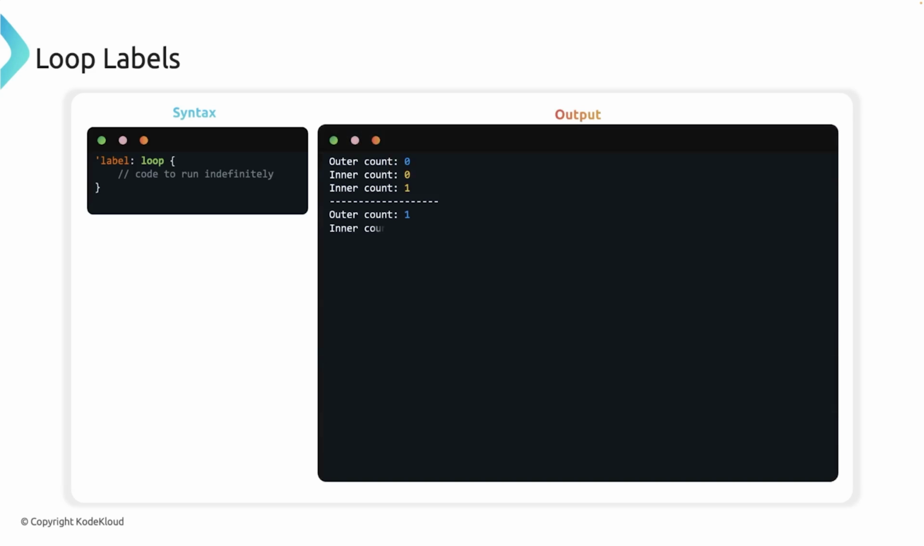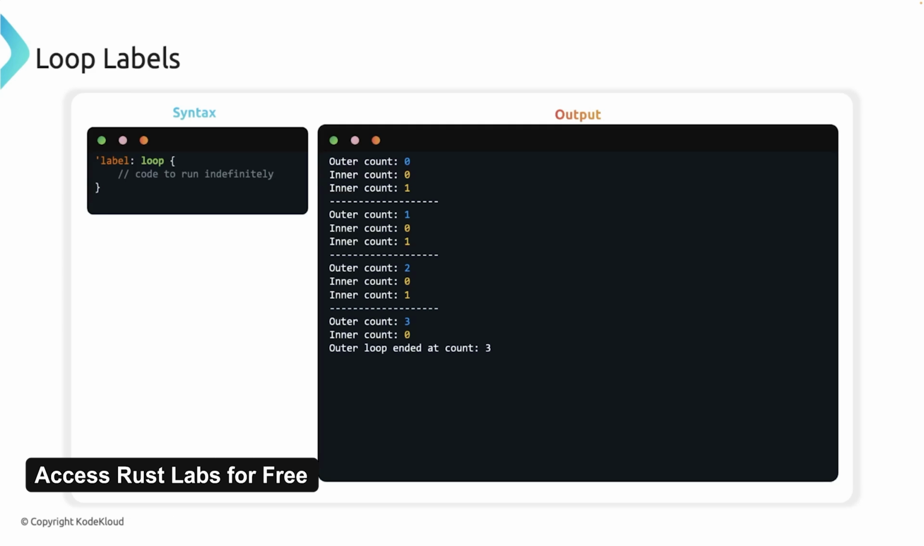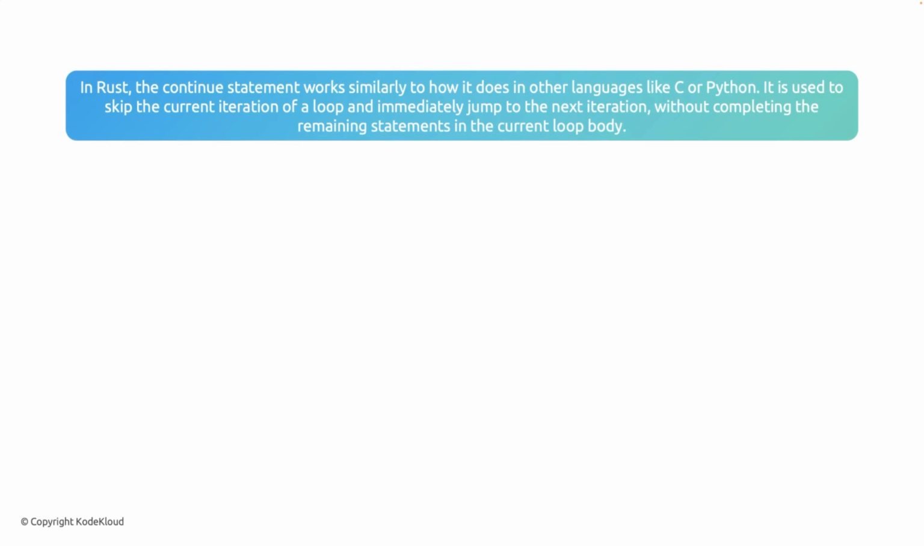So on each iteration of the outer loop, the inner loop will run twice since it breaks when inner count equals to 2. And this will continue until the outer loop is explicitly broken when outer count becomes 3. In Rust, the continue statement works similarly to how it does in other languages like C or Python. It is used to skip the current iteration of a loop and immediately jump to the next iteration without completing the remaining statements in the current iteration.